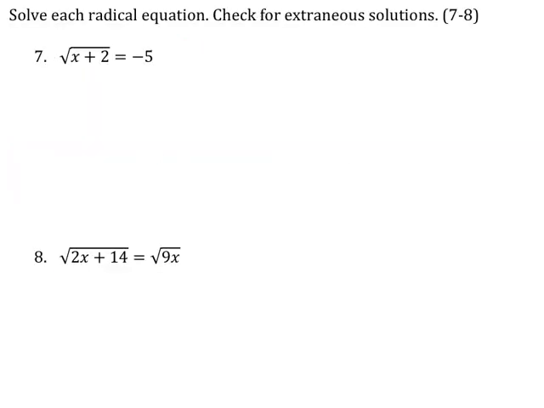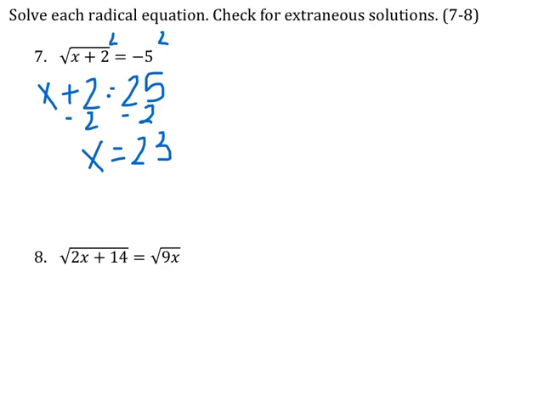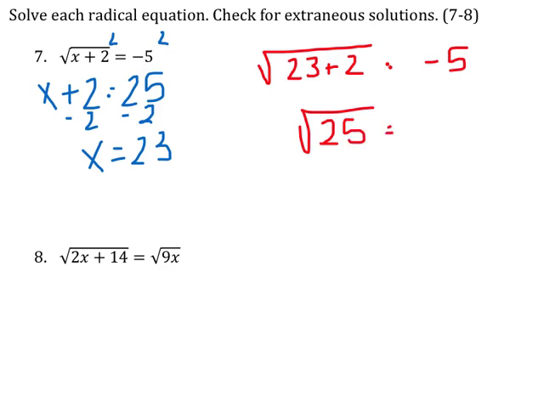Solve and check for extraneous solutions. So we'll square both sides. X plus 2 equals 25. Subtract 2, subtract 2. So x equals 23. Now we need to check for extraneous solutions, so we need to go back and plug it in. Is the square root of 23 plus 2 equal to negative 5? So is the square root of 25 equal to negative 5? Is 5 equal to negative 5? No, it's not. That's an extraneous solution.